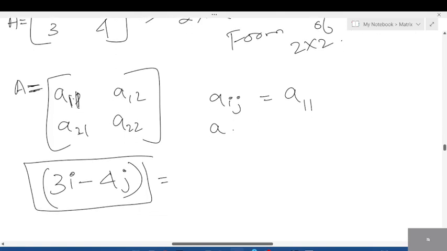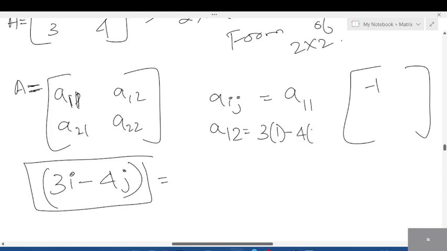So take a matrix. If the matrix elements are not given, write A11, A12, A21, A22. Use this formula. For the first one, you got minus 1. Tell me for the second one, students, what should I take? A12. Then what's the formula? 3 into what is i value? 3 into 1 minus 4 into 2. So what's the answer? 3 minus 8. The answer is minus 5.